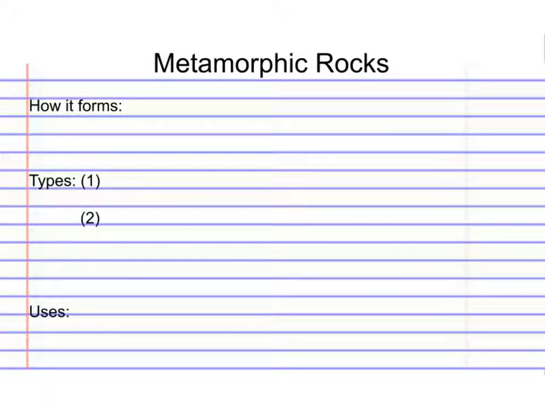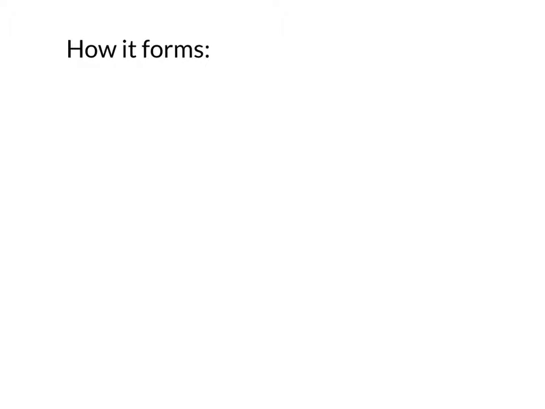Our last type of rock is a metamorphic rock. I'll talk about how it forms, the two different types, and the real life uses. How it forms. They form from any rock. So this is where the rock cycle comes in when we're talking about metamorphic rocks. It has to be deep below the Earth's surface.